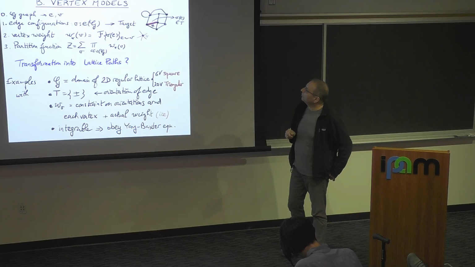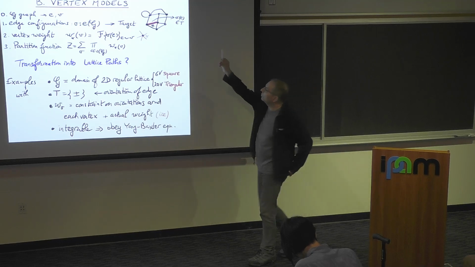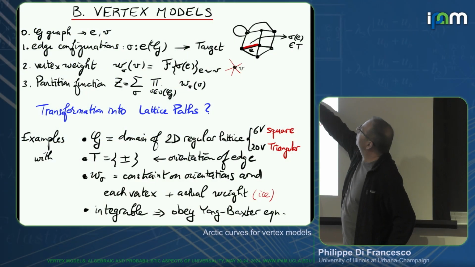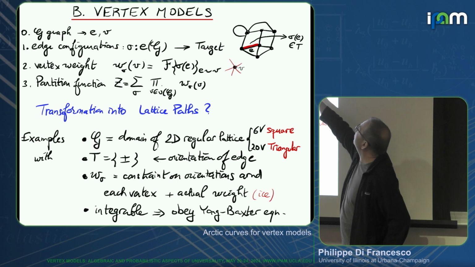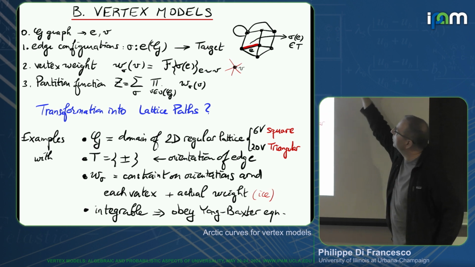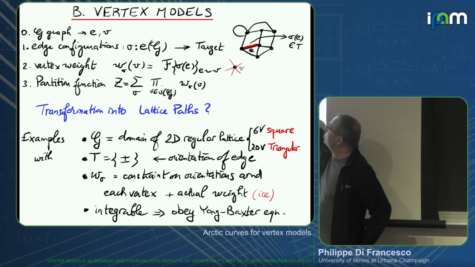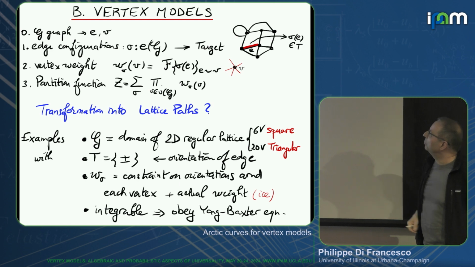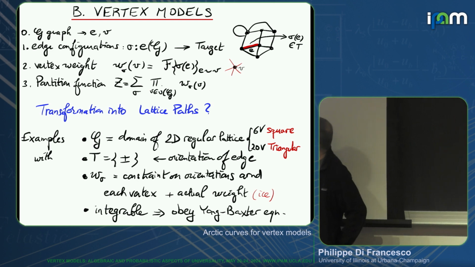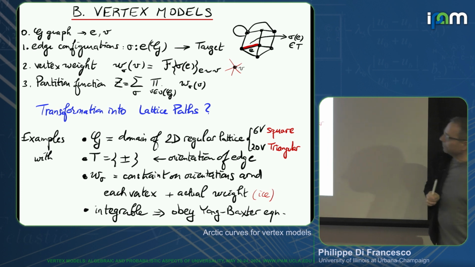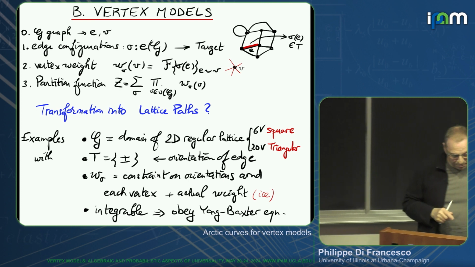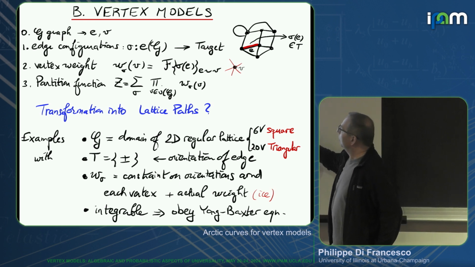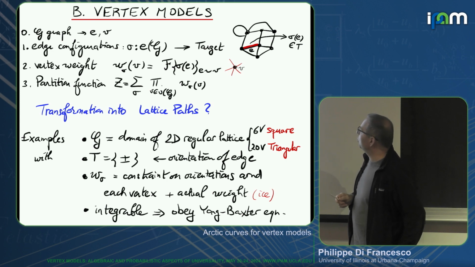Now, for vertex models, okay, so long story short, you have a graph, right? And you consider maps, so edge configurations are just maps from the set of edges to some target space. And a vertex weight is just a functional which depends on the edge configurations adjacent to a vertex. Okay, and then the partition function will be the product of those weights. Okay, so how to think of this in terms of lattice paths? Well, we are going to concentrate on examples of such vertex models which do have lattice path formulations.